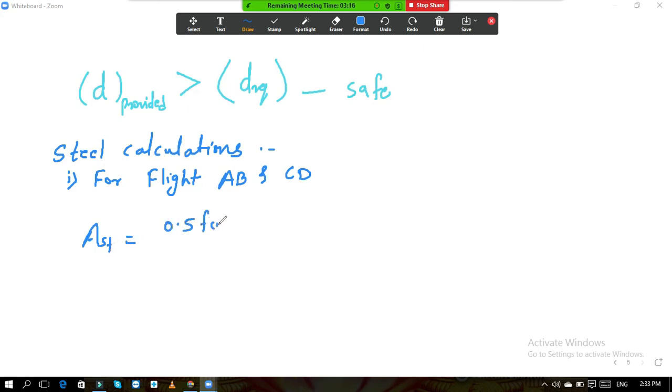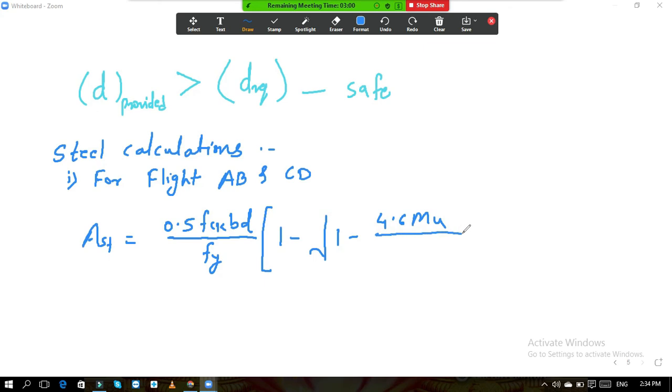So Ast is equal to 0.5 FCK bd divided by FY, 1 minus under root 1 minus 4.6 Mu upon FCK bd square. So put the value, let me know the answer.